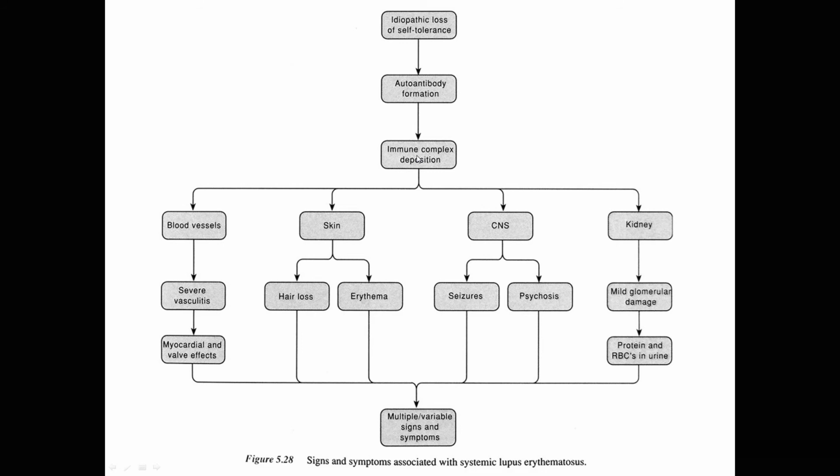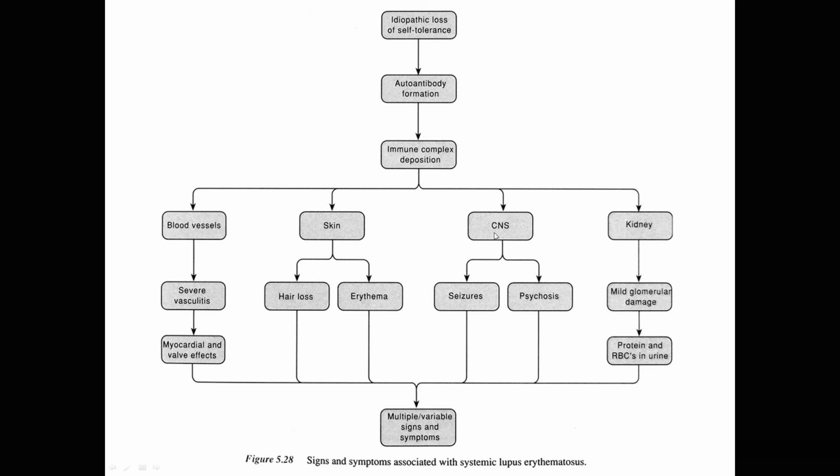Where are the complexes deposited? They are deposited in small blood vessels, to cause generalized vasculitis with necrosis and some secondary effect in some organs, such as myocardium. In the skin, the deposition will cause localized change, hair loss, and erythema because of inflammation due to the deposition of immune complex and activation of the complement system.